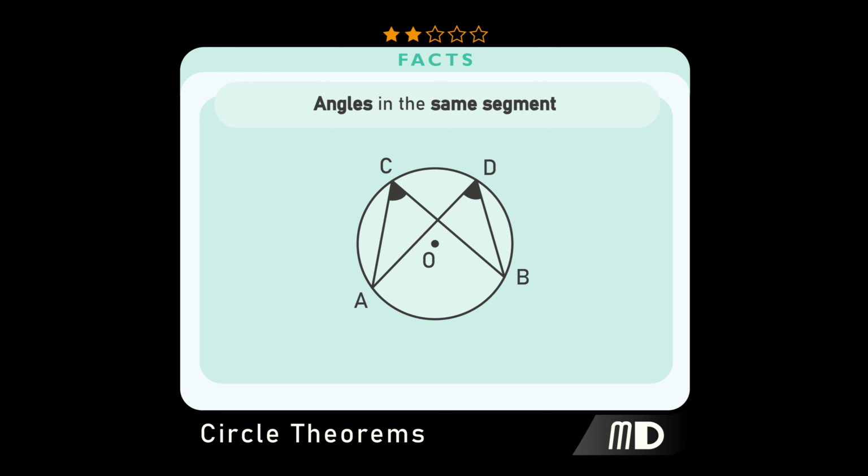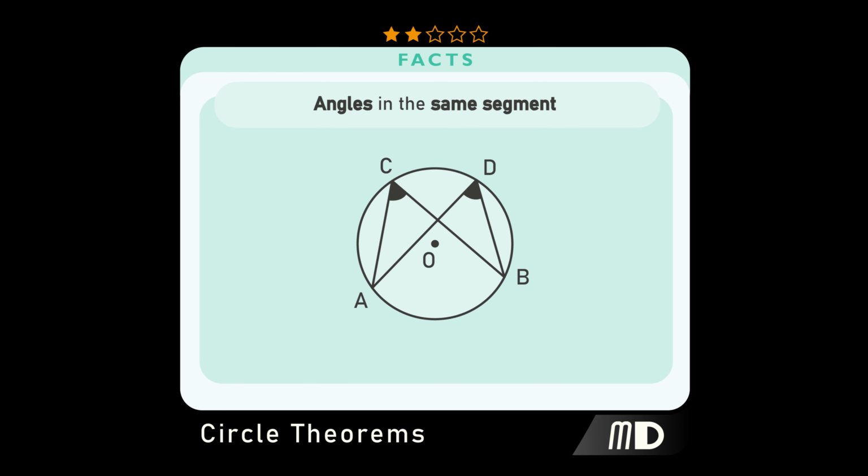Circle theorems are sets of rules that describe the relationships between angles, lines, and arcs within a circle. They provide a framework for understanding geometric properties within circles and are useful for solving problems involving circles. The circle theorem we're going to investigate here is called the angles in the same segment theorem.